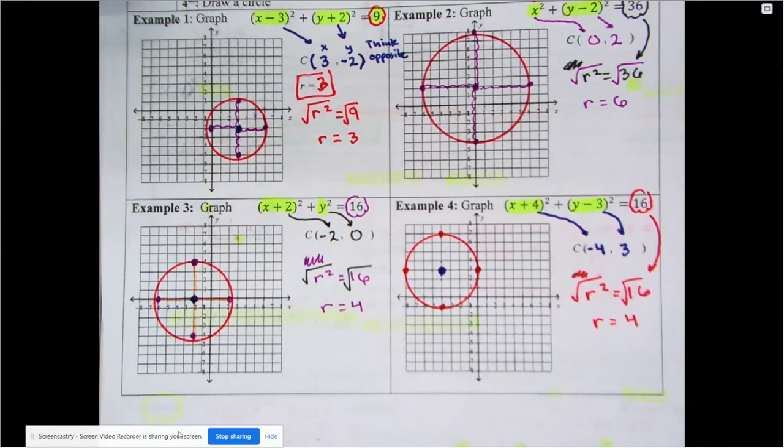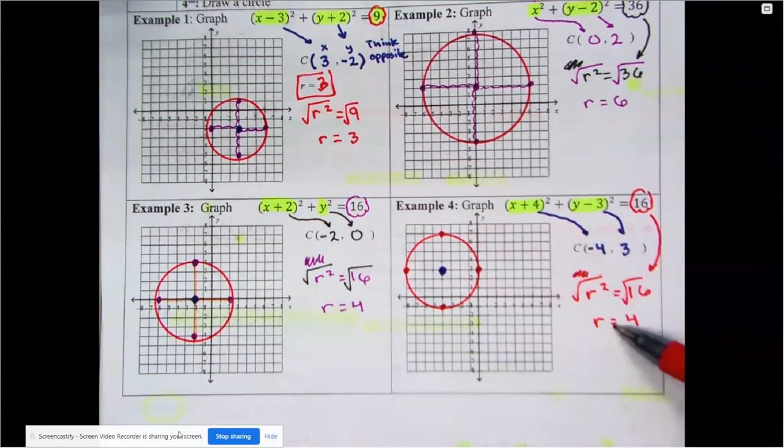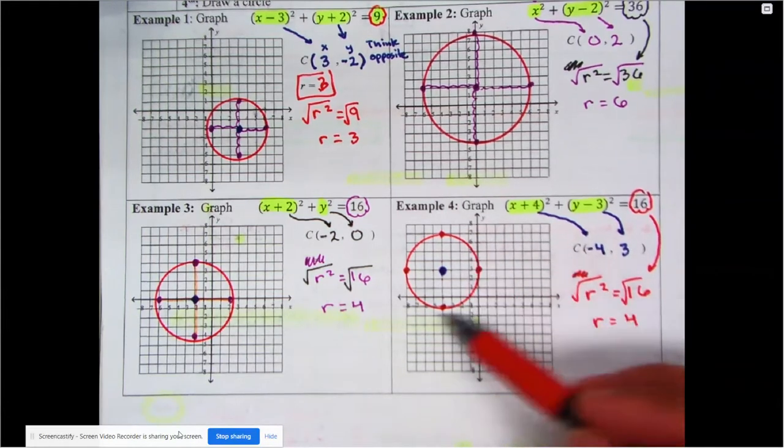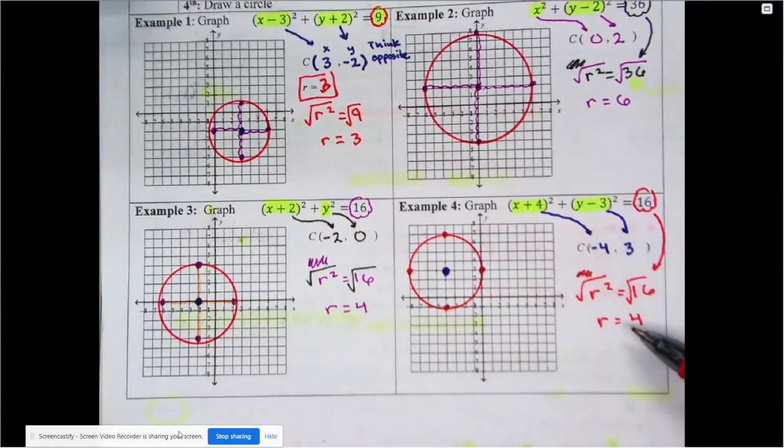So once again, when you're graphing circles, you just need 2 pieces of info. When you wrote the equation of a circle, you needed a center and a radius. When you graph a circle, you need a center and a radius. Notice how we always need those 2 pieces of information.